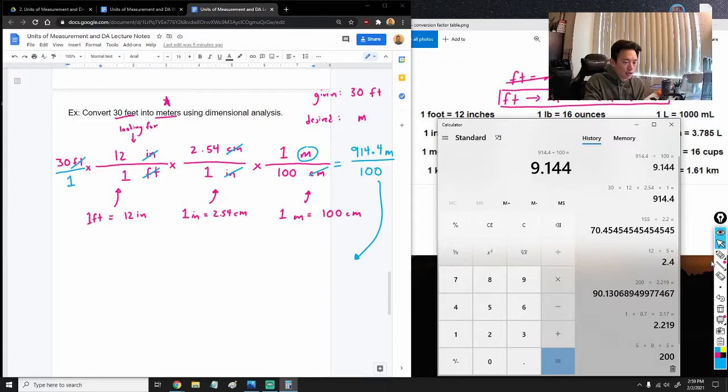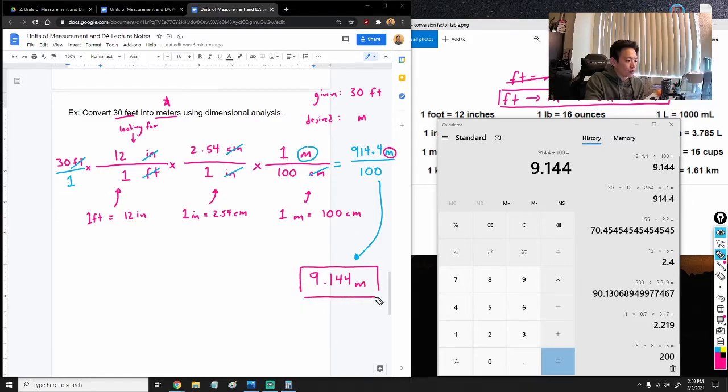And so our final answer is going to be 9.144 meters, because we have the m still. Okay, so 30 feet is equal to 9.144 meters. And again, in order to get full credit, you have to have all of your fractions set up and make sure you're showing me how you're getting your answers. You can't just give me 9.144 meters.